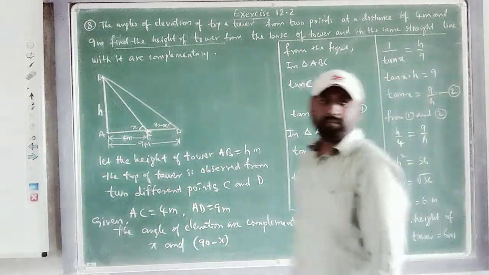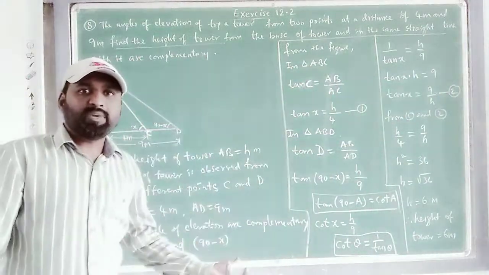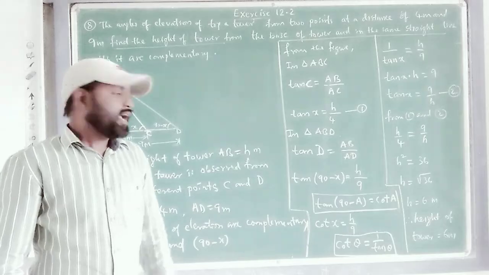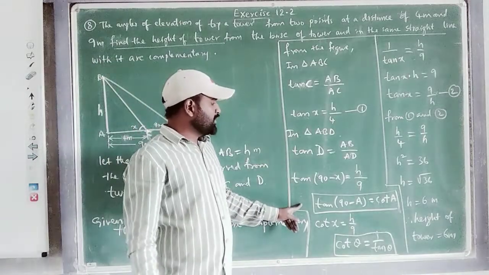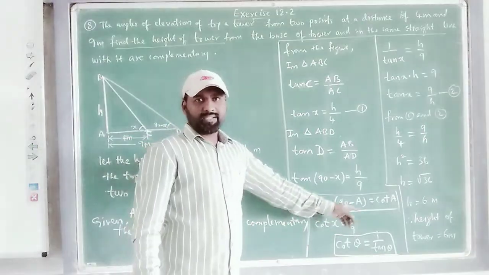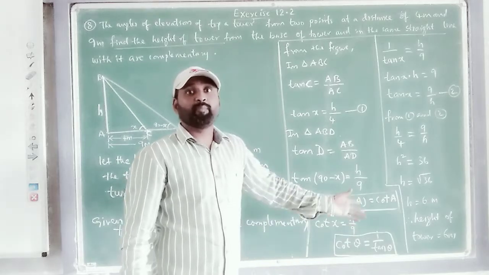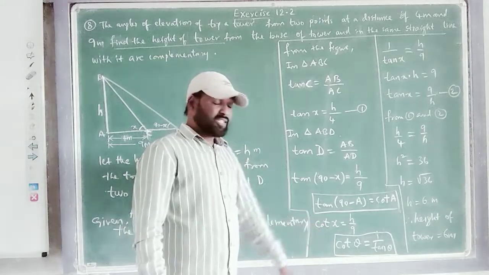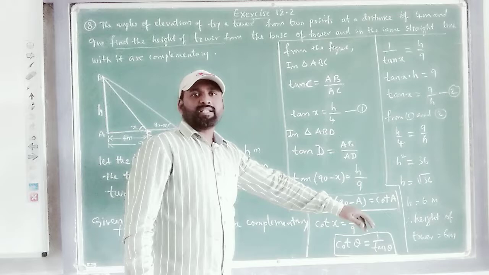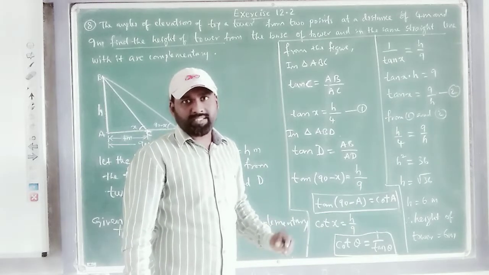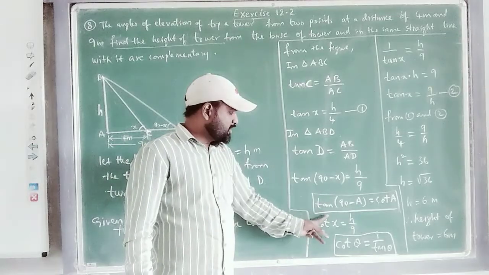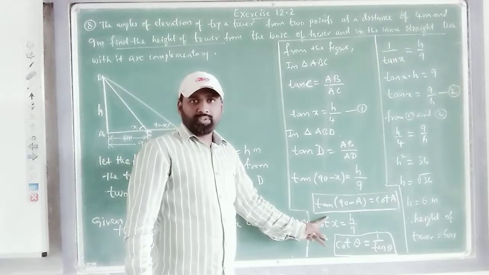Here, very simple. You need to understand what is meant by complementary angles. And one more application we need: tan of 90 minus theta is cot theta. Both are complements to each other, and both are reciprocals also. Tan's reciprocal is cot, cot's reciprocal is tan. That one you have to remember. These two we are going to utilize here.